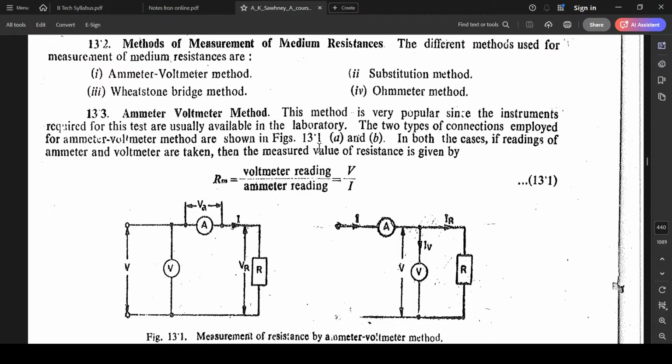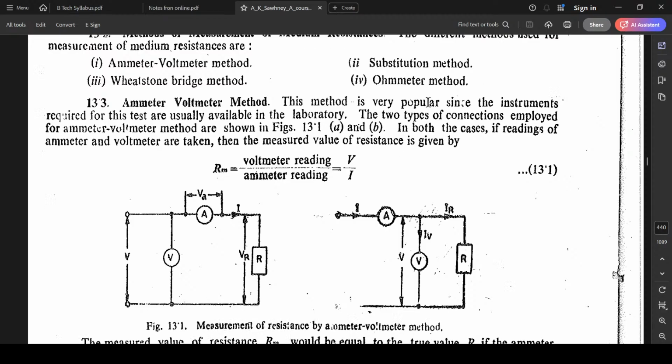This method is very popular since the instruments required for this test are usually available in the lab. The two types of connections employed for this, we will call the AV method from now onwards, as it's pretty long to say. There are two types of connection for the AV method, given in this figure. In both cases, if readings of A and V are taken, then the measured value of resistance is given by V by I, by Ohm's law.